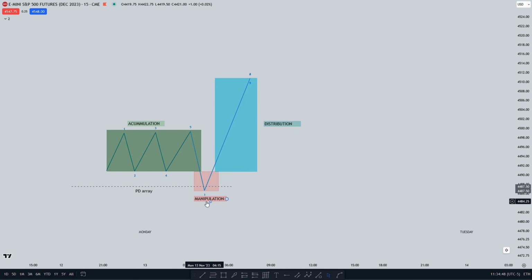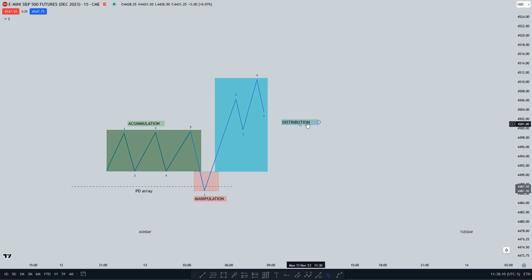A trade entry would either be in the manipulation or in the distribution. If you were to take a trade in the manipulation, it will look something like this. So let's say we take out sell side liquidity or touch any PD array and then start having a bullish reaction. Then we could take a trade entry right when we get into the original consolidation, because then we know there's going to be distribution. You could also take a trade entry right when we touch the PD array.